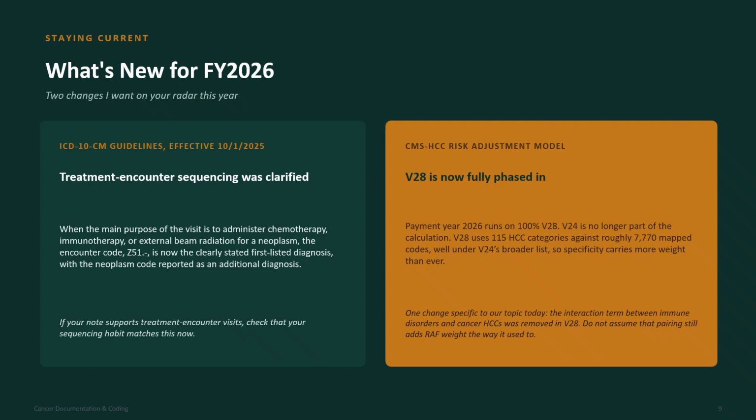Specific to cancer, V28 removed the interaction term between immune disorders and the cancer HCCs. So if you were used to that combination adding an extra risk weight, that's gone. The connection is gone now. So we can't build any expectations around that.